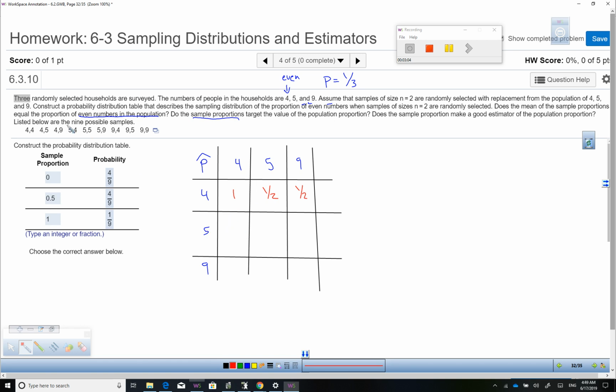Let's see, for the group 5, 4, only 1 out of 2 is even. So 1 out of 2. For this group 5, 5, you have 0 out of 2. Okay, 0 out of 2 is 0. For this group 5, 9, we have no even numbers, so the proportion of even numbers will be 0. And again, 9 and 4, this is even. You have 1 out of 2. 9 and 5 is also 0. You have no even numbers here. 9, 9 is 0. Okay.